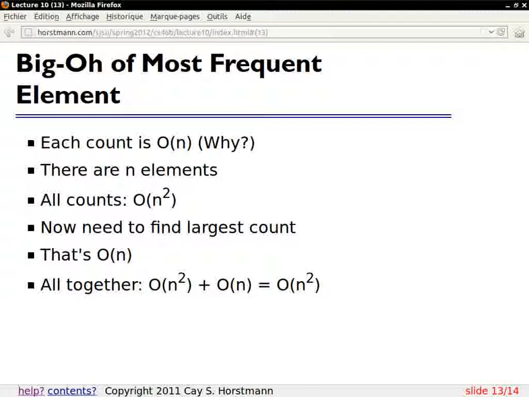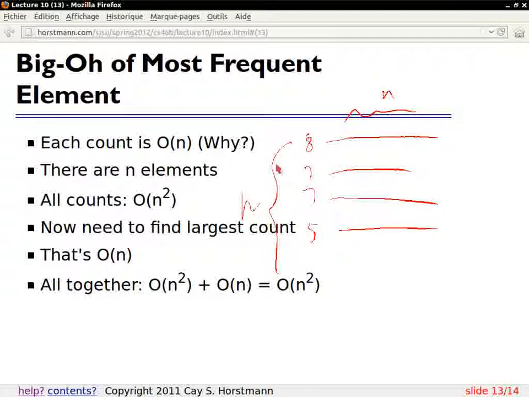Now there are n elements. I make n visits for the 8. I make n visits for the 7. I make n visits for the next 7. So you have n visits for the 8, n visits for the 7, n visits for the next 7, we're just being stupid, n visits for the 5, and so on. How many elements are there? There are n elements, so the total number of visits is n squared.